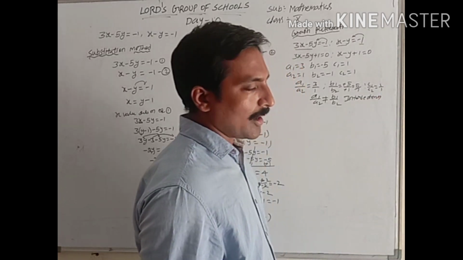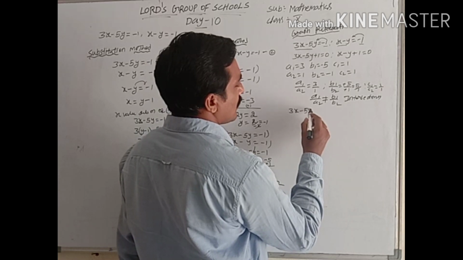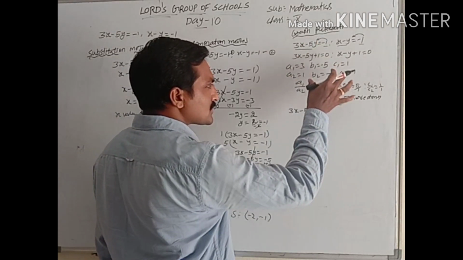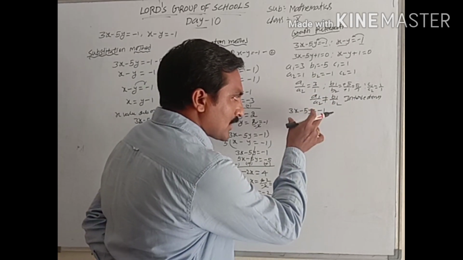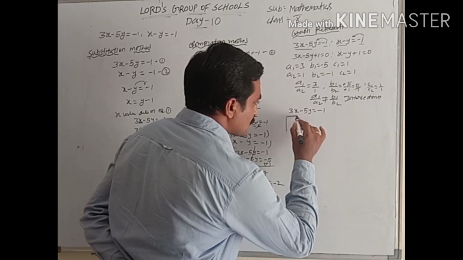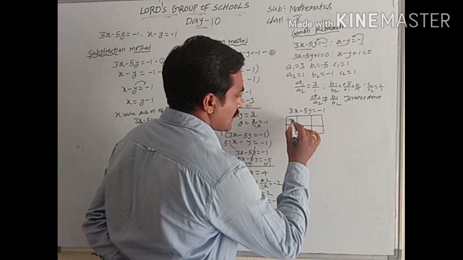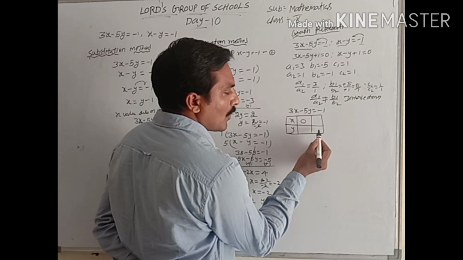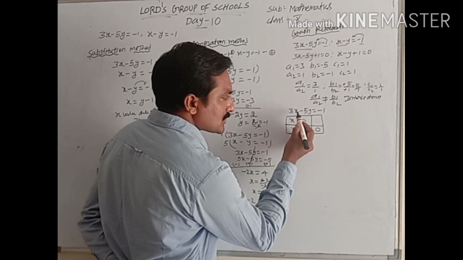So how to draw the graph now? First of all, you have to select one equation: 3x minus 5y is equal to minus 1. The table is very easy. First, you identify what type of lines you have using this model. After that, for the graph, you need one table. The table is simple, 3 values are sufficient. X, Y. In this table, one time in the X place you have to take 0, one time in the Y place you have to take 0. If X value is 0, substitute here.